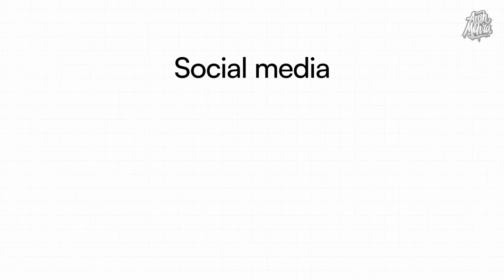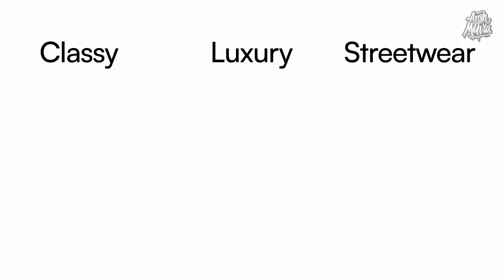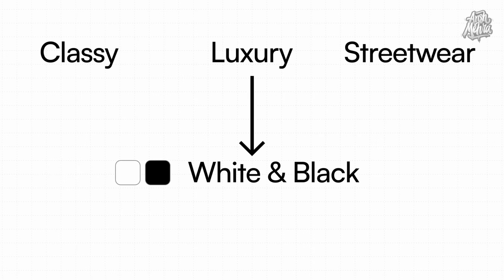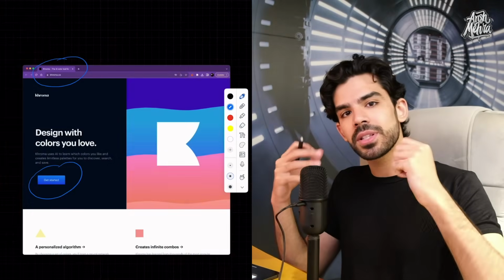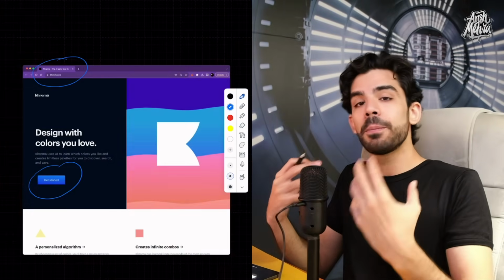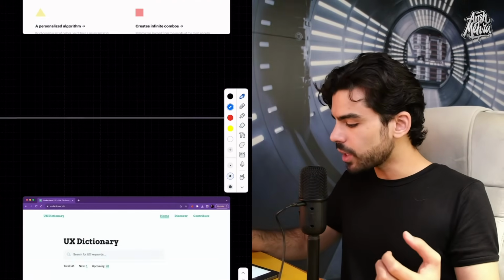If you're doing something with social media, then you would probably prefer something which is in blues. If you're doing something which is classy and luxurious or very like streetwear sort of a thing, then you can always stick to white and black, or maybe something in reds. If you're doing something which is around nature or health or nutrition, then you can probably do something with green, because even these colors influence the way we look at a product, the way we perceive a brand, right? So you can always outsource that to AI.